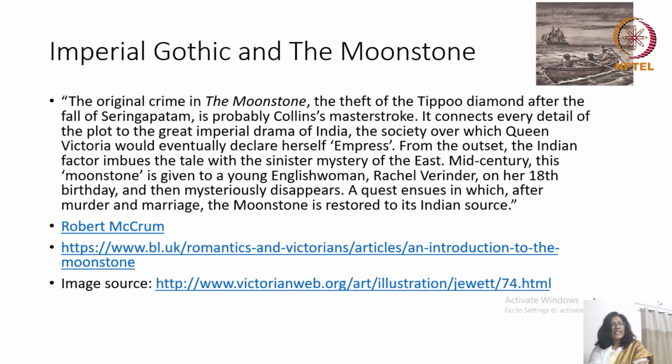Mid-century, this moonstone is given to a young English woman, Rachel Verinder, on her 18th birthday and then mysteriously disappears. A quest ensues in which, after murder and marriage, the moonstone is restored to its Indian source. The Indian narrative in Collins's The Moonstone is a spectacular element in this Imperial Gothic.